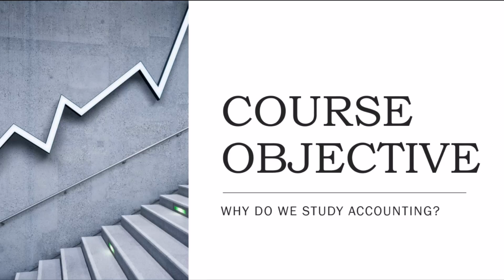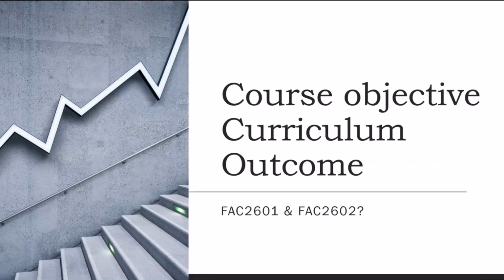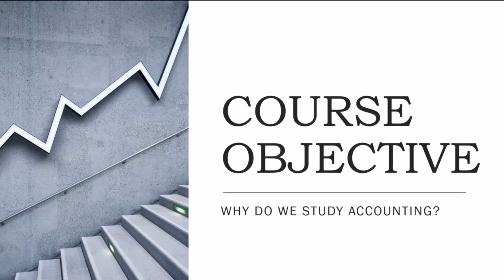Good. So the first thing that we will tackle, we're going to be tackling three things. We're going to look at the course objective, the curriculum, what does curriculum entail, and then the outcome, what do we want to get out of this facilitation session. Good. The first one, we'll talk about the course objective. Why do we study accounting? I think that it is very, very important that before you even decide to tackle this course in the first place, you should know what accounting entails. You should know what you are getting yourself into. What is accounting? What does accounting do for us?